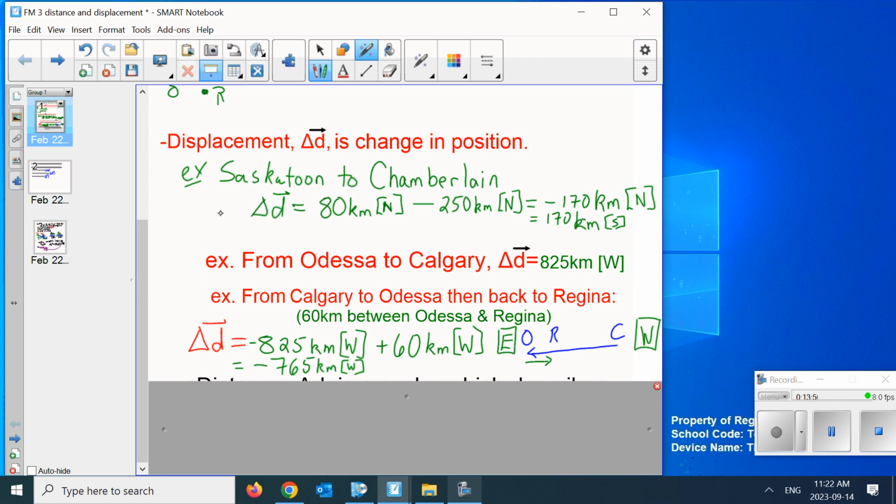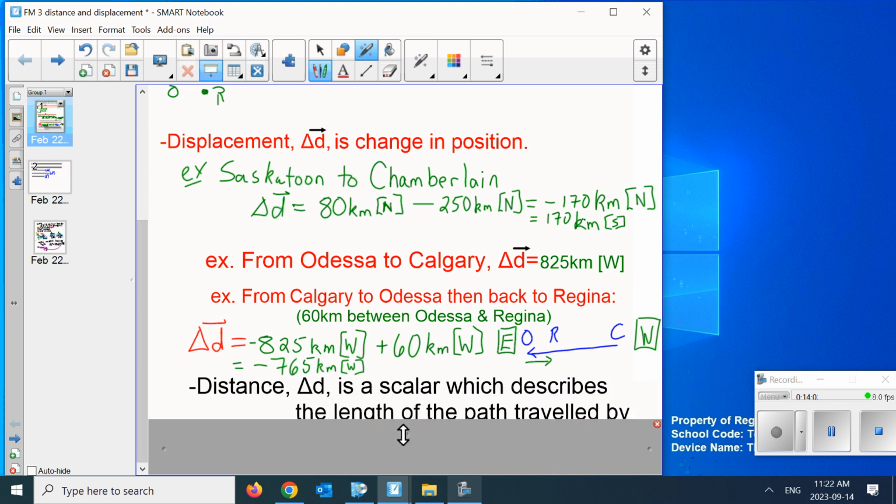So we're going to be really anal retentive about what words we use. For position, it's not a distance at all. It's just a position from the starting point or ending point. The distance we've talked about is a scalar. It describes the length of the path traveled by an object. It's what the odometer in your car will do. Right? And then that Regina to Odessa, or Calgary to Odessa, then back to Regina. We'll do that with that.